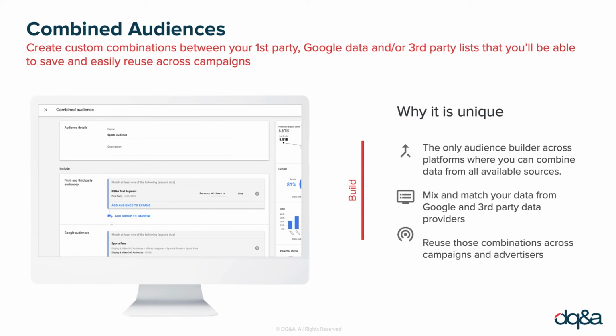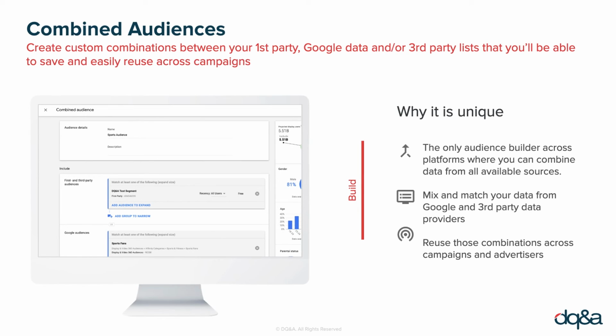Existing DV360 line item level and or not combinations are only available currently. So you can't include an and statement in your combined audience, only an or statement.